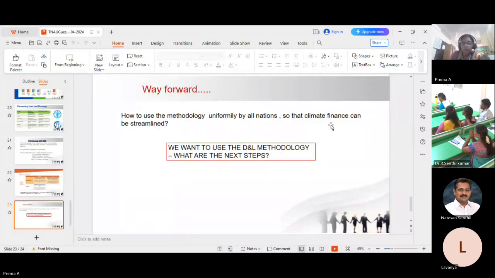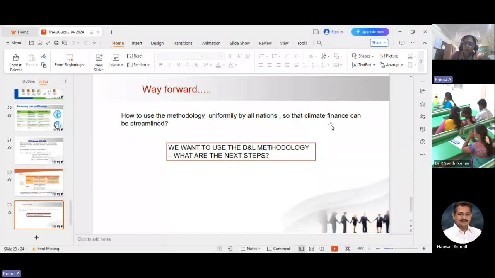And for that, they have given some guidelines on how to use the methodology uniformly by all nations so that climate finance can be streamlined. Because now the climate finance or climate funds are being given not based on this type of assessments. So we need to have the standard assessments, and based on the standard assessments, we have to allocate the climate funds for the different nations in order to recoup their economy.